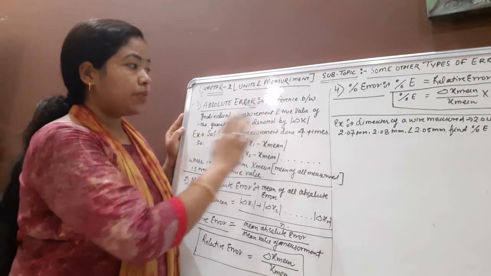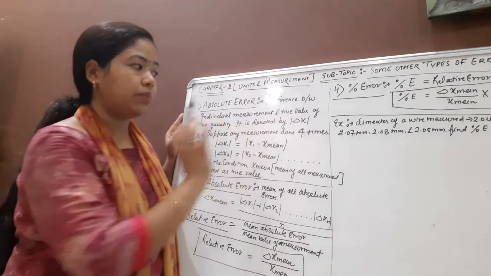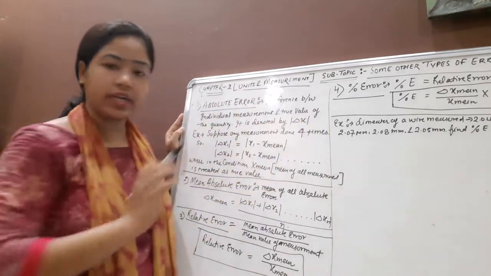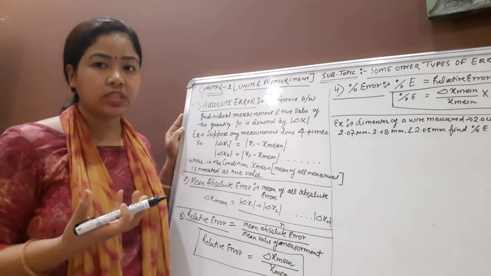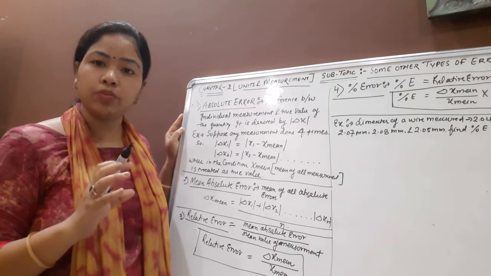The difference between the individual measurement and the true value of the quantity is defined as the absolute error, and it is denoted by the mod of delta x. Mod of delta x. What is the meaning of mod? That means the value should always be positive.